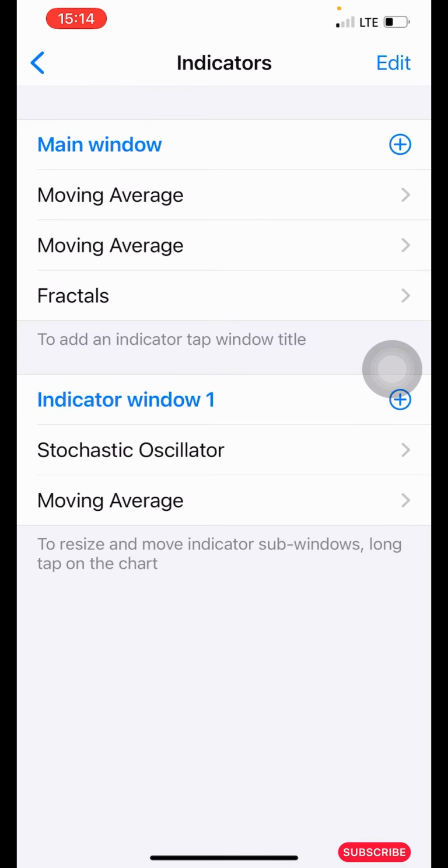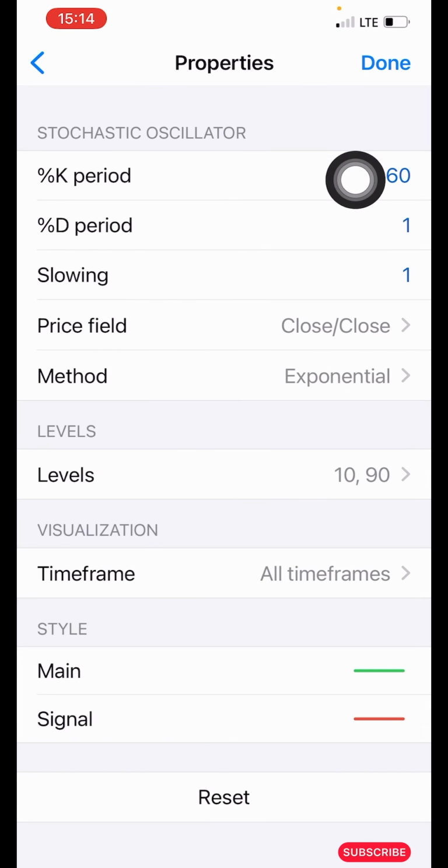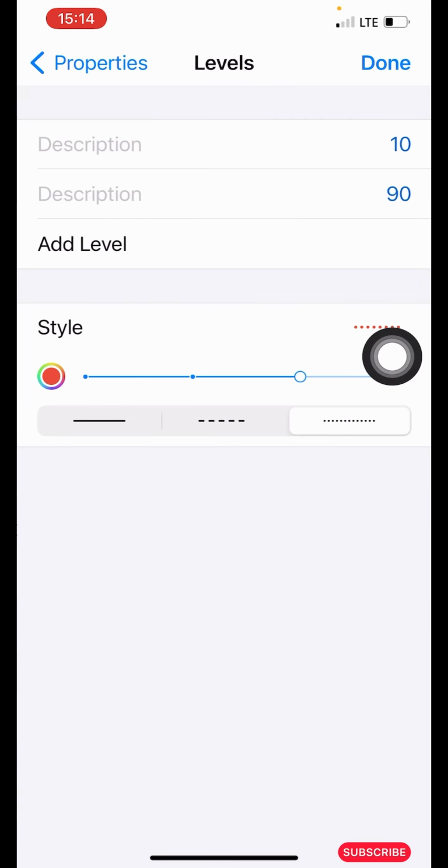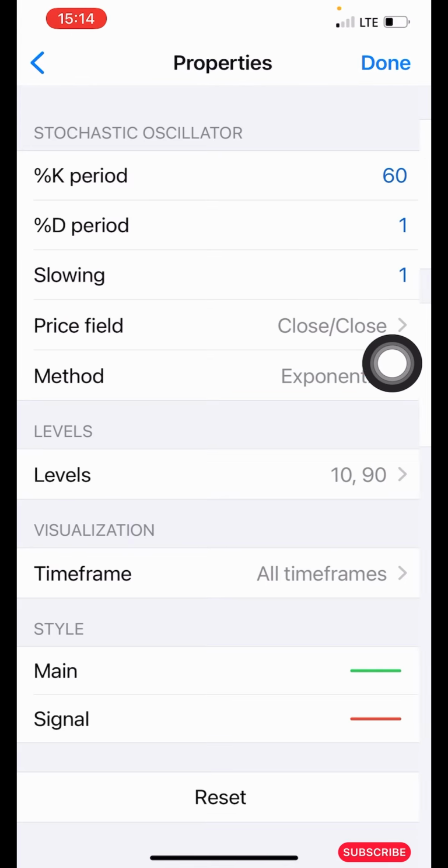The next indicator we have here is stochastic oscillator, so you click on this indicator with the plus icon here. Then you search for your stochastic oscillator, you make the K period 60, D period is 1, slowing is 1, apply to the price field is close, the method is exponential. The levels, you make it 10, 90. The color is red, 3 pixel, and you click on done.